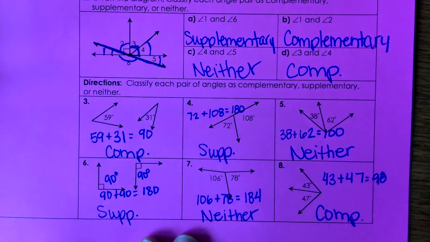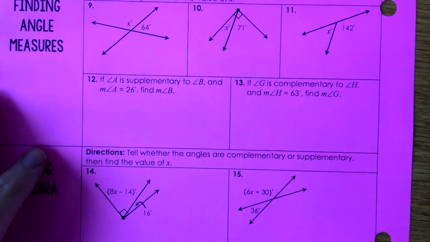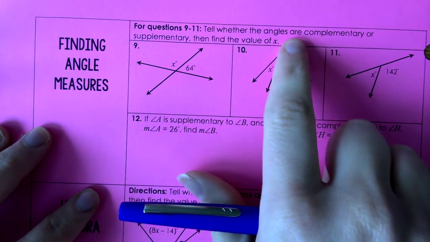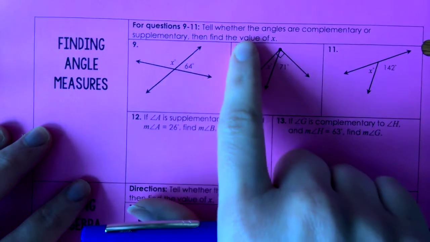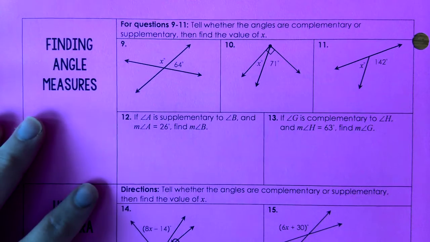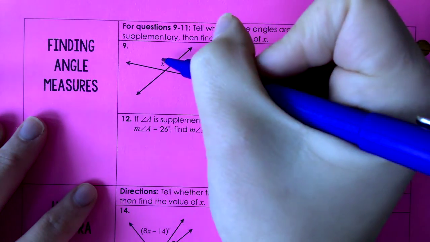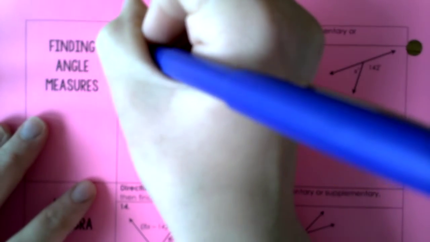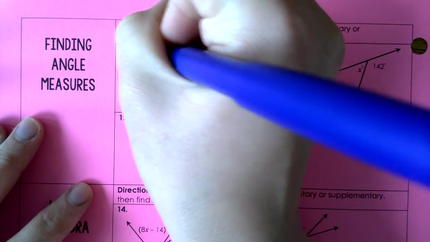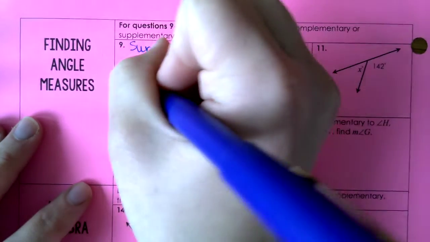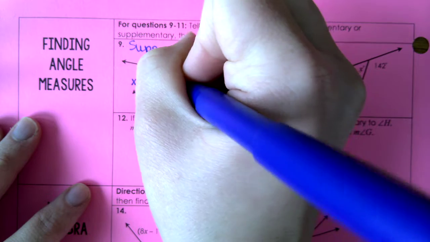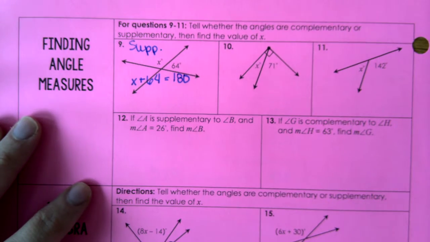Okay, so now we're going to turn to the back side and we're going to have to use algebra a little bit more with the information that we know. Joey, please make sure you're taking notes. On the back side it says tell whether the angles are complementary or supplementary, then find the value of x. On number 9 I have the angle x and 64 degrees. What do we know? They make 180. So they are supplementary angles. So if I take x plus 64, you get 180. It's the same thing, but we just don't know what one of the angles is.